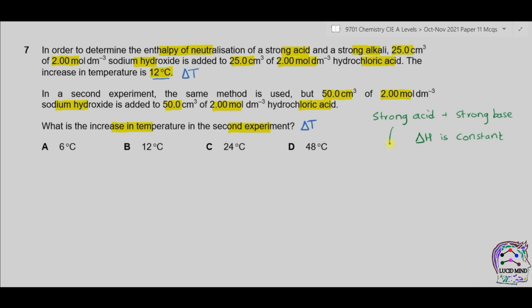This is because all strong acids are completely ionized in solution in the form of H+ ions, and all strong bases such as alkalis are completely ionized in the solution to form OH- ions. And enthalpy of neutralization is actually the reaction of H+ and OH- to form H2O. So for all strong acids and all strong bases, the enthalpy of neutralization will be the same, and enthalpy of neutralization is negative as heat is given out.